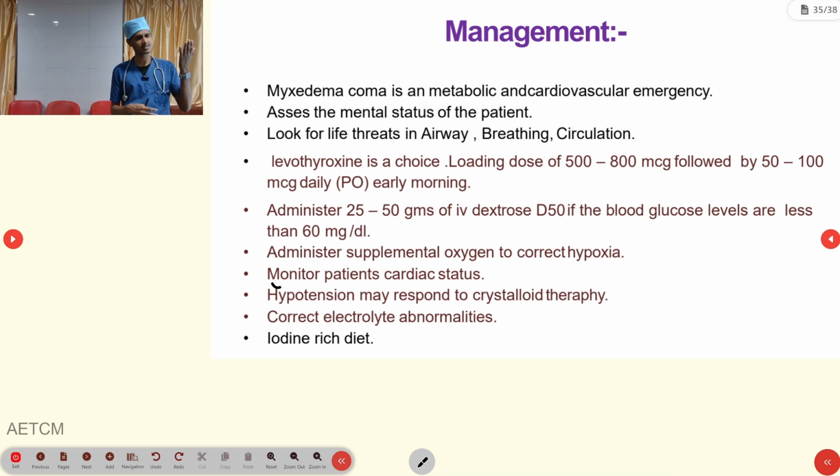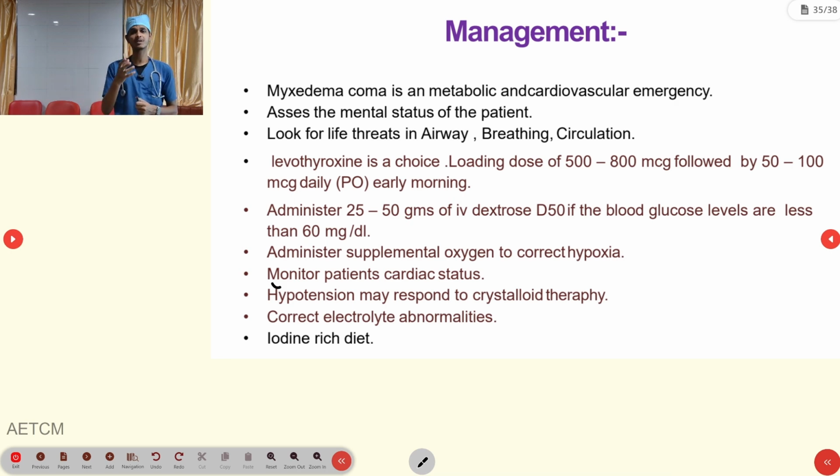Again, if the person has hypercarbia or hypoxia, we will treat. And mental status, the same thing. Again, if the person is hypoventilating, we have to give crystalloid therapy. Here we have to supplement the thyroid hormone. That is the next thing, because of myxedema coma, right? So here we are going to give a supplementation of thyroid hormone.